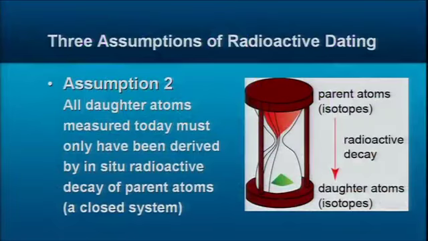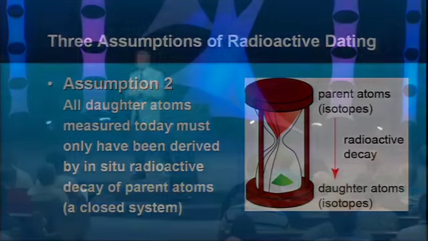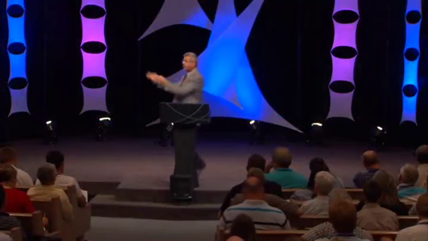Secondly, you have to assume that all the daughter atoms that you measure in the rock today have only been derived by radioactive decay in that rock from the parent atoms. In other words, it has to be a closed system. In other words, you can't have contamination. What if in the supposed millions of years, groundwater flowing through the rock added lead or washed away uranium? You'd never know for sure whether your rock has remained uncontaminated for millions and millions of years.